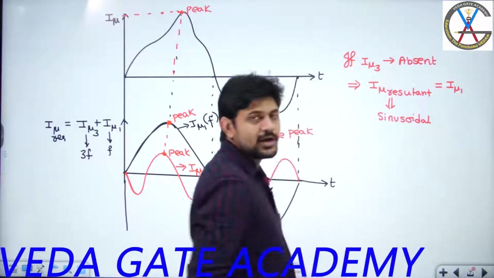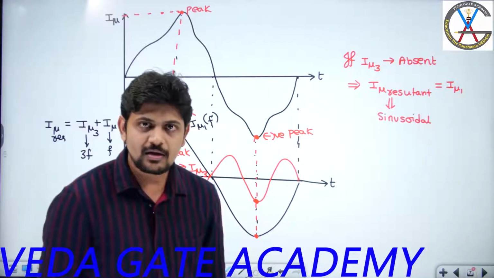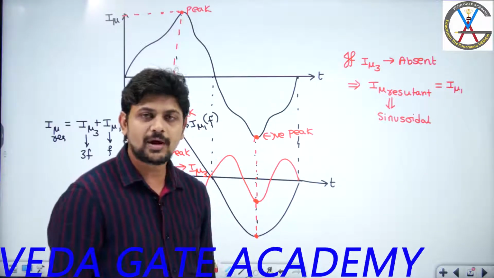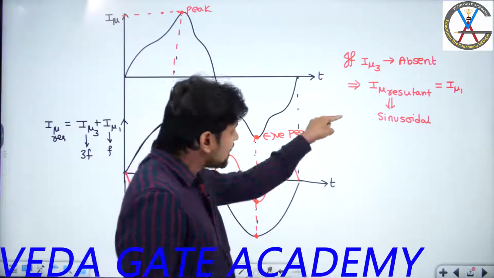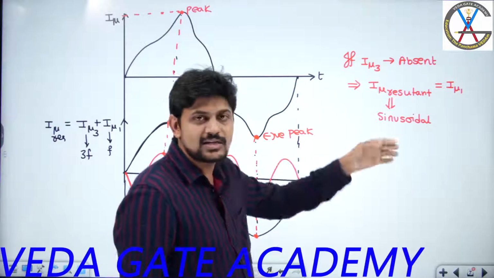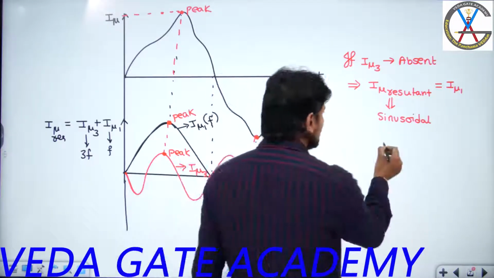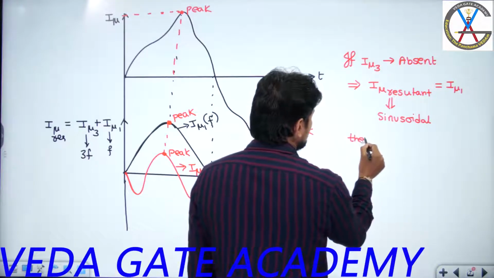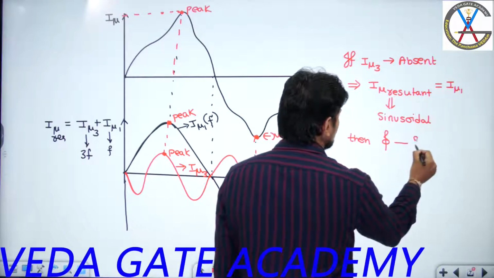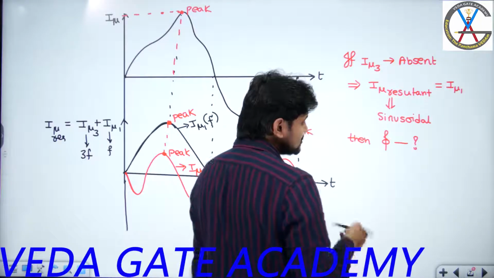So if the third harmonic component of current is missing, then the shape of the I mu becomes pure sinusoidal. Now if this kind of sinusoidal magnetizing current is flowing, can you tell me what is the shape of the flux you are going to get? Can I get even a sinusoidal flux?